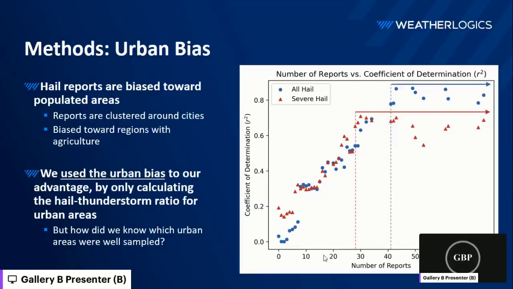So if we have 0 reports, any city that has 0 reports or more has a very weak relationship. R squared is very close to 0. But as the number of reports in a given city increases, it's better sampled and the relationship gets better to a point where it levels off. So for all hail, in blue, it levels off at about 41 reports. And for severe hail, greater than 28 reports, you get a stable relationship between these two factors.